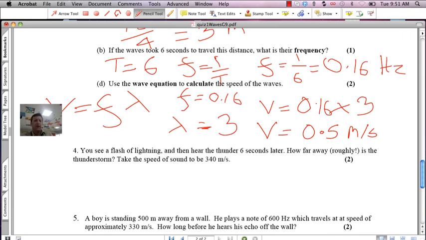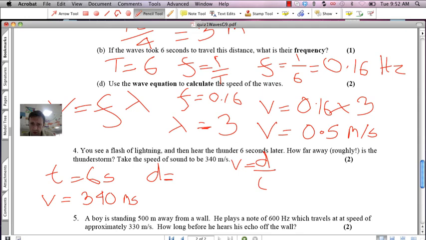You see a flash of lightning, and then hear the thunder 6 seconds later. So I have a time, 6 seconds. How far away roughly is the thunderstorm? I have a speed. V equals 340 meters per second, and I'm looking for a distance. Do I have a relationship that relates velocity, time, and distance? By Jove, I do. V equals d upon t. But I'm looking for d. So t is dividing here, so it needs to be multiplying here. So d equals v times t.